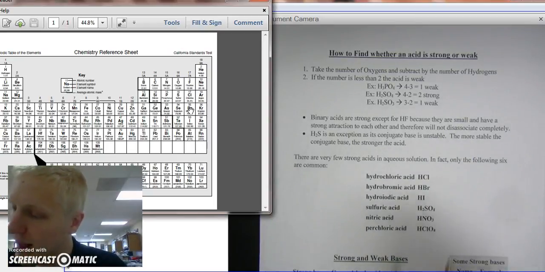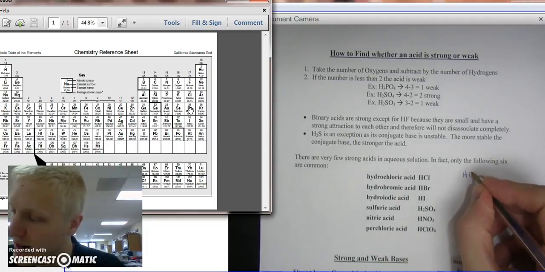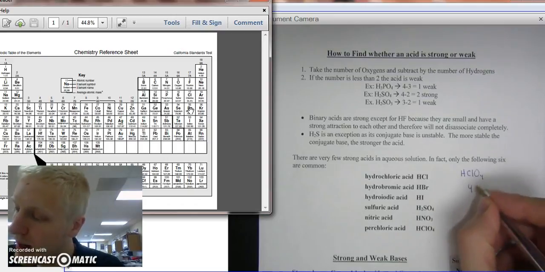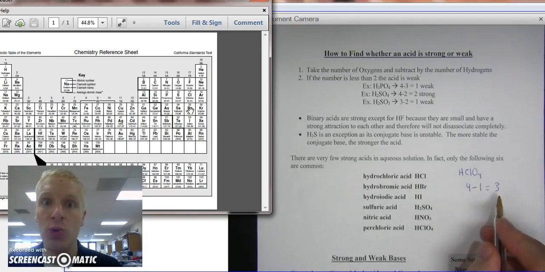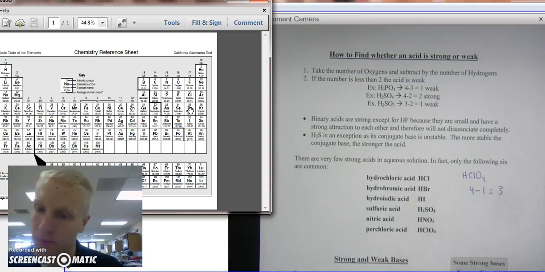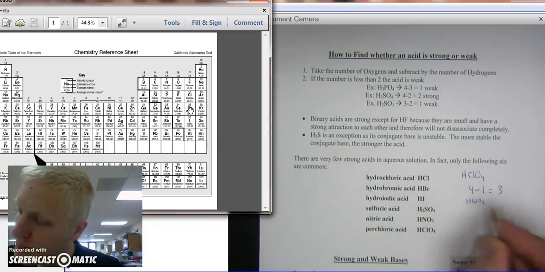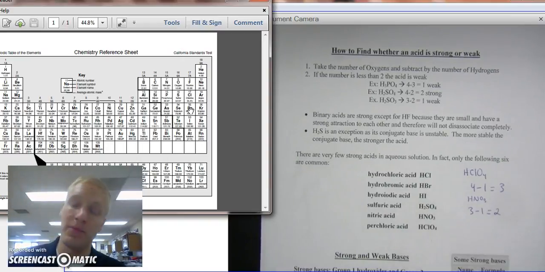So doing a little practice, why don't we look at perchloric acid? That is HClO4. We're going to do 4 oxygens minus 1 hydrogen equals 3. Is that number 2 or more? It is, therefore it is strong. Looking at this other one, why don't we do HNO3? We're going to do 3 oxygens minus 1 hydrogen equals 2. That number is 2 or higher, therefore it is strong.